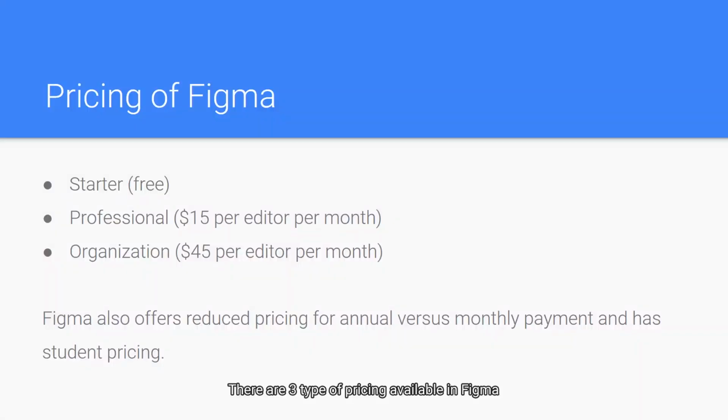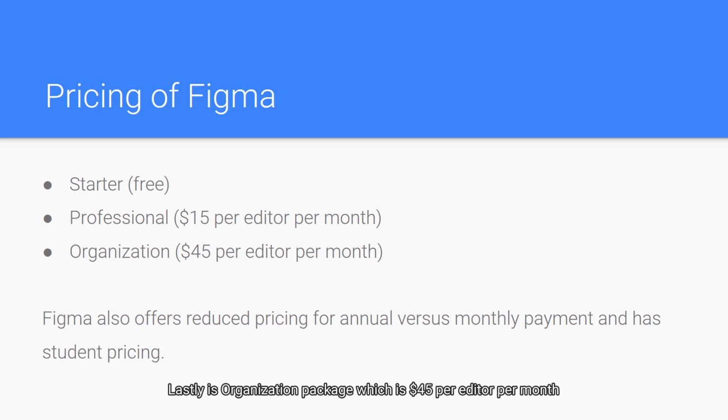There are three types of pricing available in Figma. First is the Starter free package. It is up to 2 editors and 3 projects with 30-day version history and unlimited cloud storage. Next is the Professional package, which is $15 per editor per month. It includes unlimited projects, unlimited versions, custom file and user permissions, invite-only private projects, and shareable theme libraries.